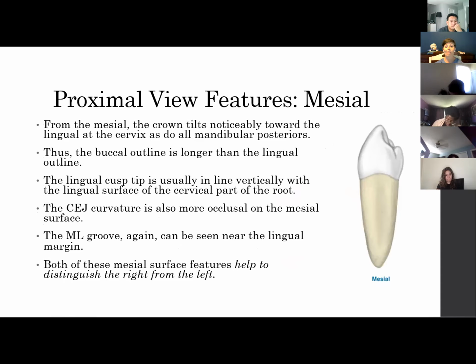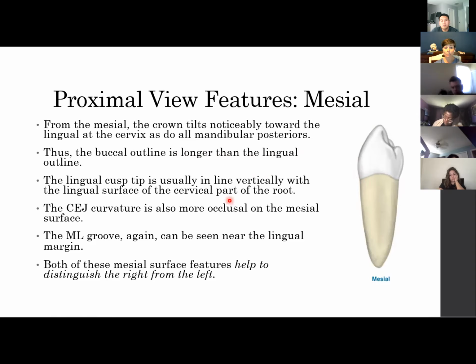So looking at the mandibular first premolar from the mesial aspect. From the mesial, the crown tilts noticeably towards the lingual. So you can see that it tilts this way, all right? As do all mandibular posteriors. So from here to this, they go up and tilt back. The buccal outline is longer than the lingual outline. So here's longer, a little shorter.